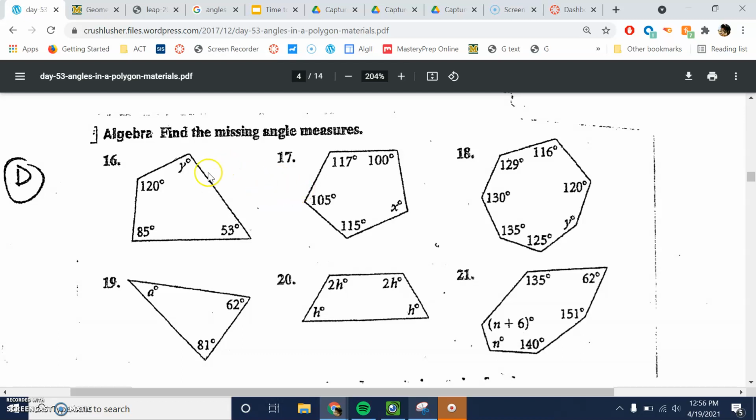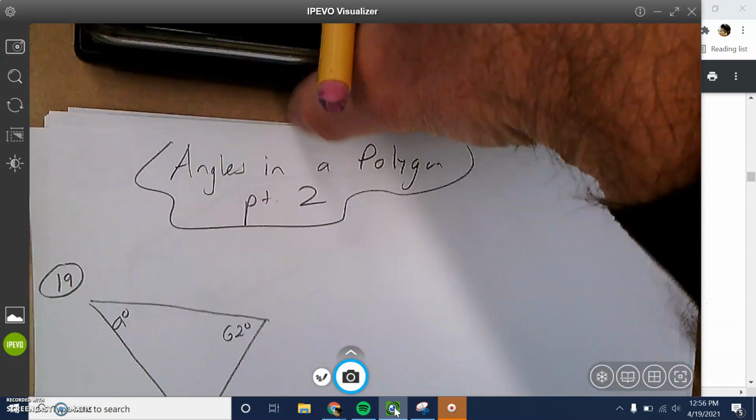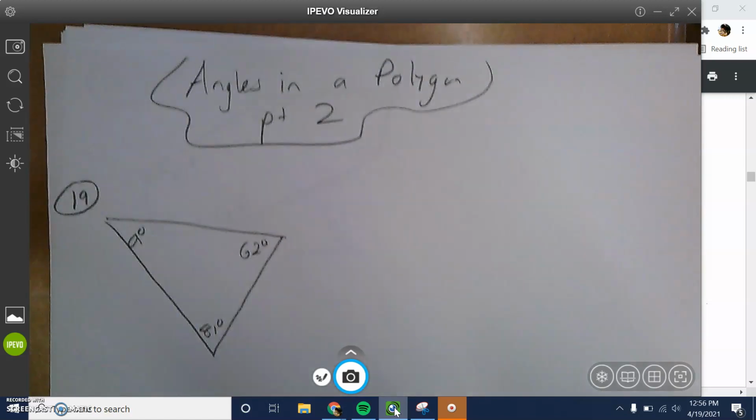Okay, so now we have all these shapes. We have to figure out what the angle measures in them are. So let's start with number 19, because number 19 is familiar, isn't it? So, angles in a polygon, part 2. Let's take a look at what we need to do.